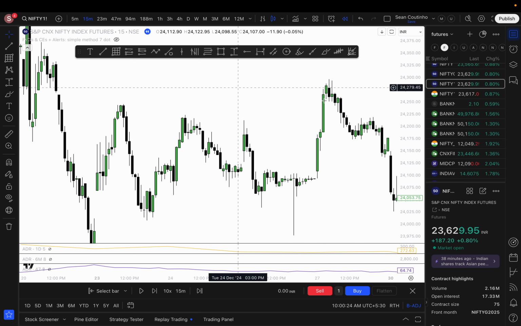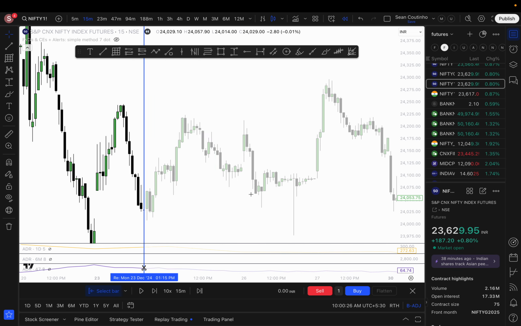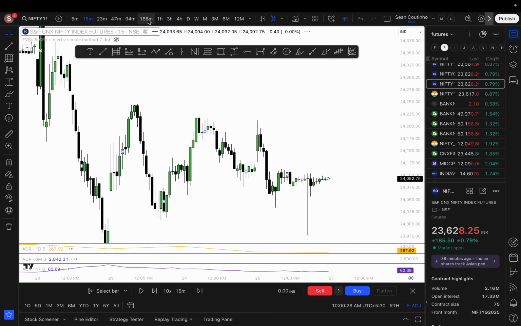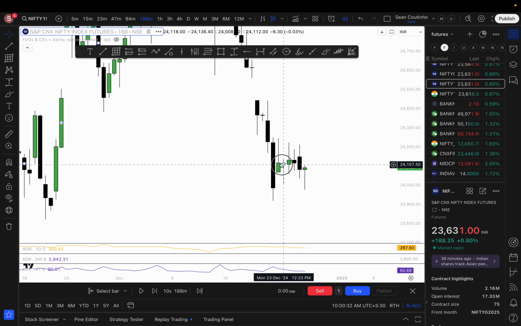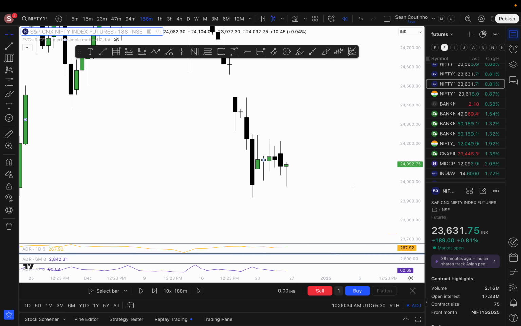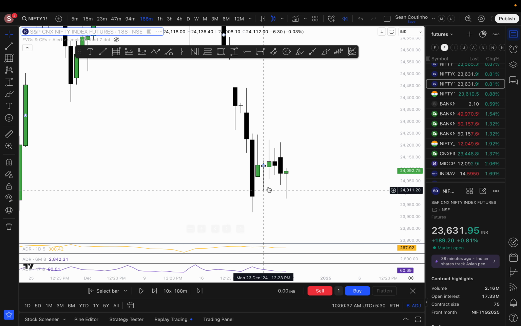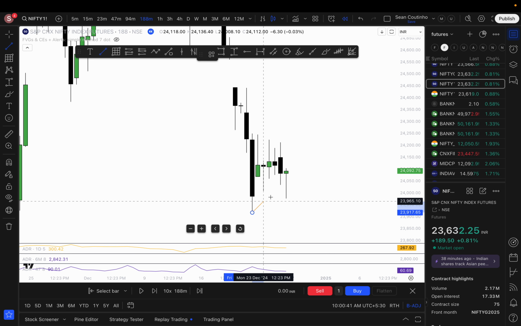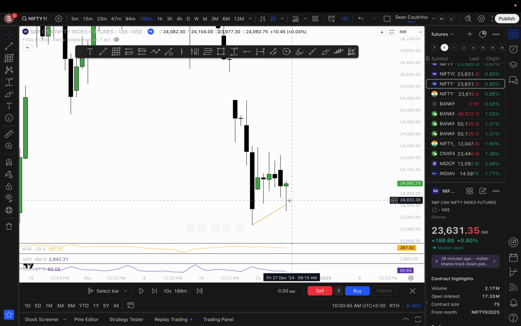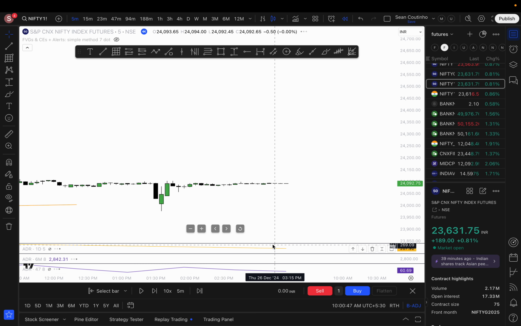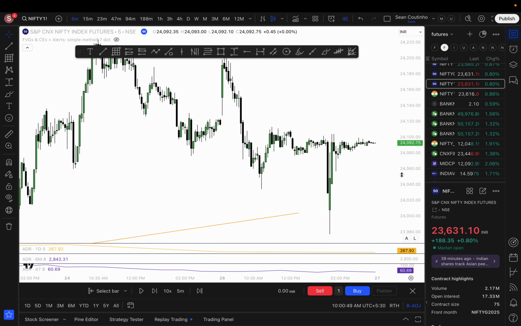This is the same setup, if I'm correct. When I say there should be continuous green bars, they should be closing up, as you can see. From here they're just going up. So this shows you bullish intention. Even though right now we are here, we're bearish, but the immediate order flow is bullish.